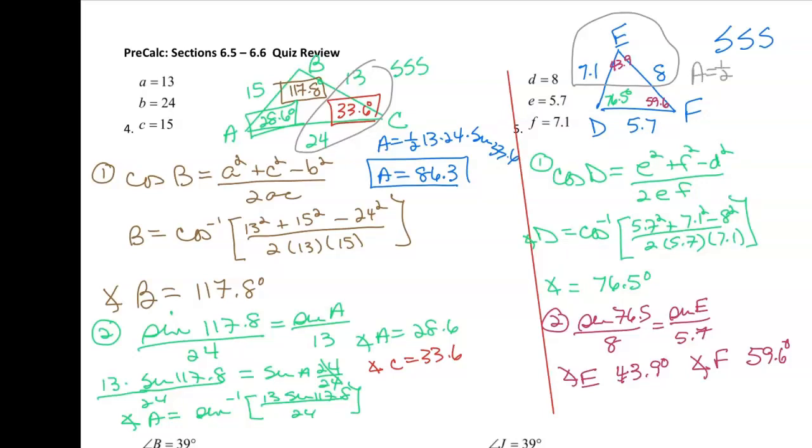Area equals 1/2 7.1 times 8 times the sine of 43.9. So let me put that in my calculator. 0.5 times 7.1 times the 8 times the sine of the angle in between, it's called the included angle, and that's going to equal 19.7. And that's what matches my answer key. So I may have used the same triple, but I don't know. Okay, so that's your area.